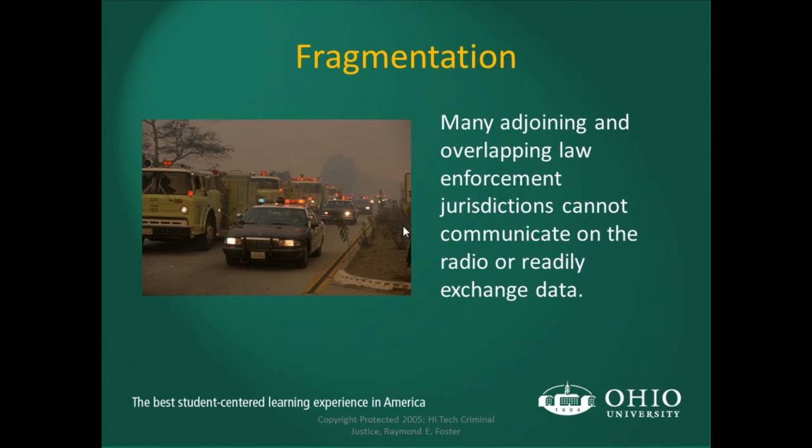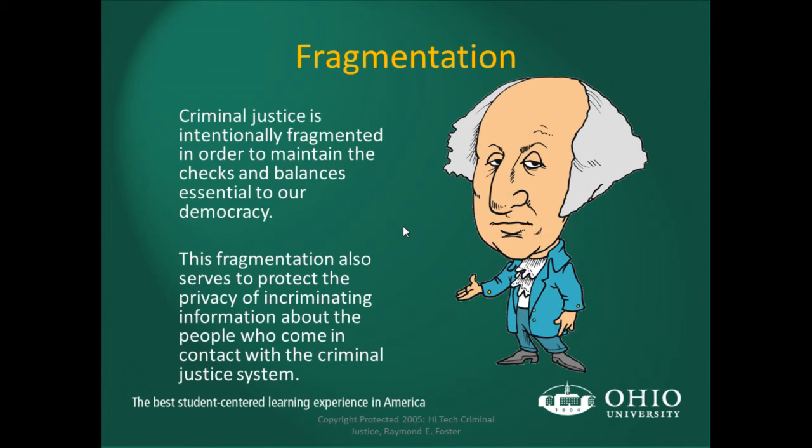One of the last segments here that we're going to talk about is fragmentation. And there are multiple different viewpoints on fragmentation. So here's a good example. Many adjoining and overlapping law enforcement jurisdictions cannot communicate on the radio and readily exchange data. What you see in the picture here is it looks like they're responding to a large event, and so you have law enforcement and fire department there. How they communicate is typically a challenge, and that's the fragmentation. You have people in different disparate systems.